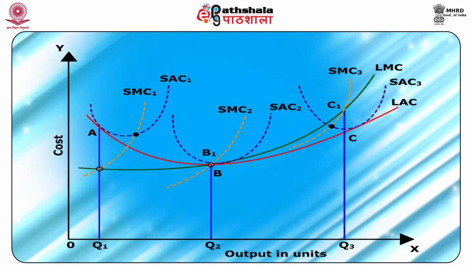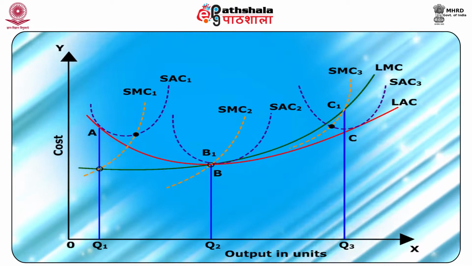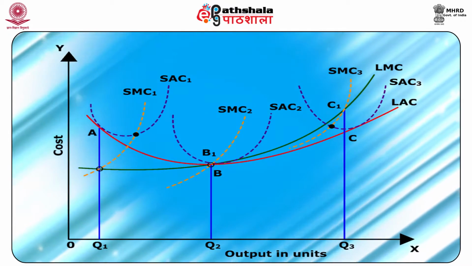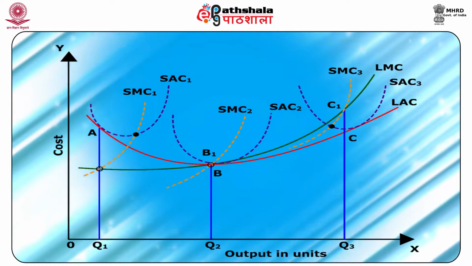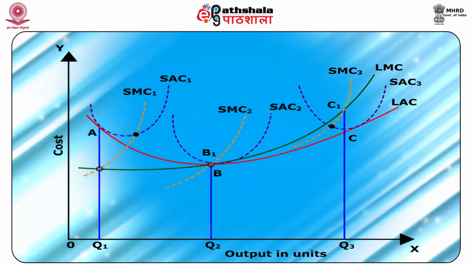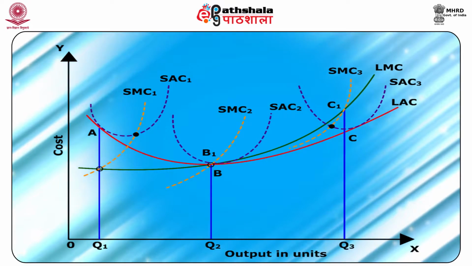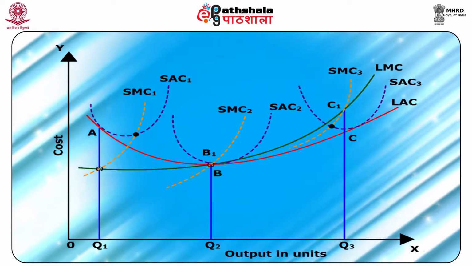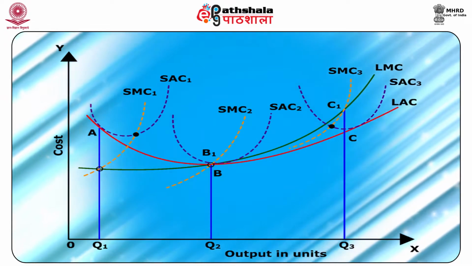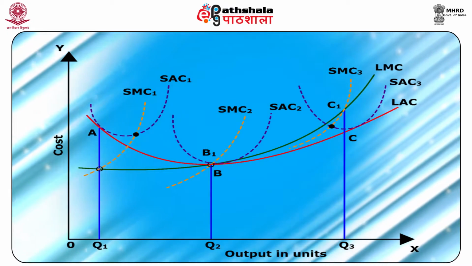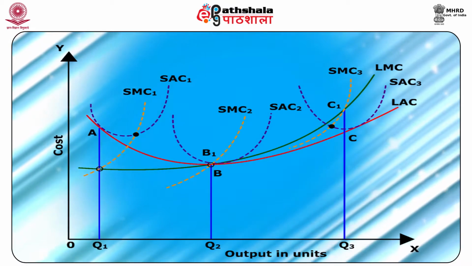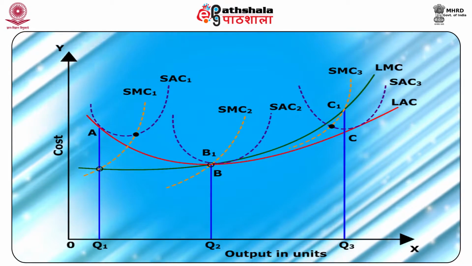If Q2 level of output is produced, it will operate at point B, the point of tangency of LAC and SAC2. From this point, a vertical line is drawn which intersects the SMC2 at point B1. B1 will show another point of the LMC curve because for the output level Q2, LAC is tangent to SAC2. Then LMC must be equal to SMC2.